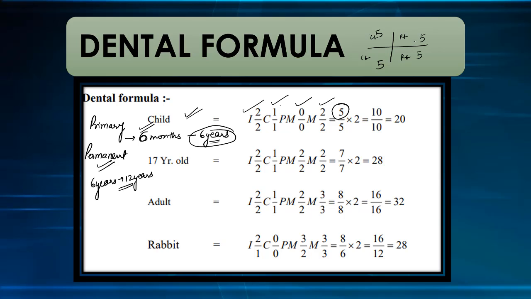So 4 quadrants means 5 into 4, 20. When the permanent dentition stage begins, after 12 years of age, 2 premolars and 2 molars are added. At the age of 17 years, the third molar hasn't erupted, so it is 2 plus 1, 3, 3 plus 2, 5, 5 plus 2, 7. 7 teeth per quadrant. So 7 fours are 28.